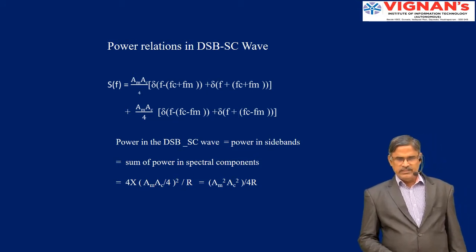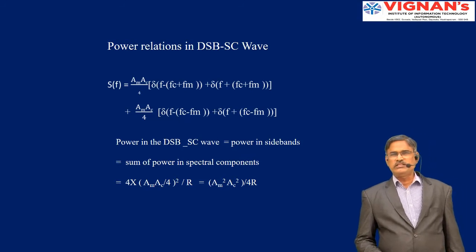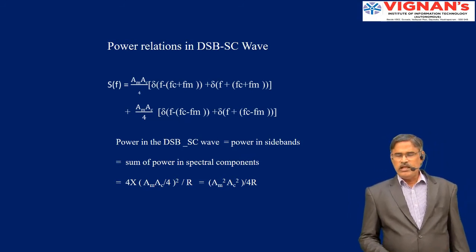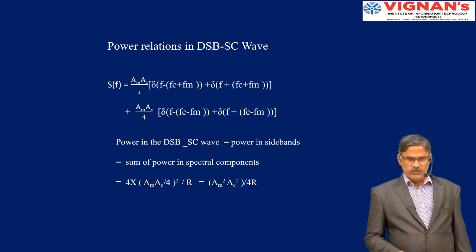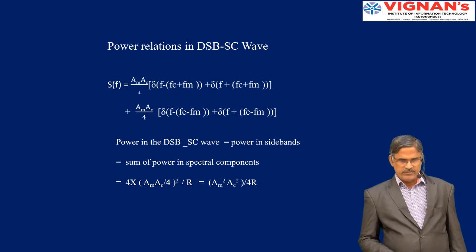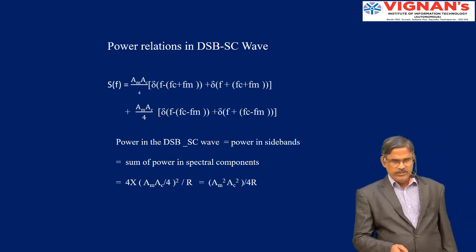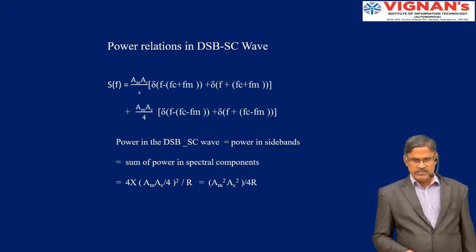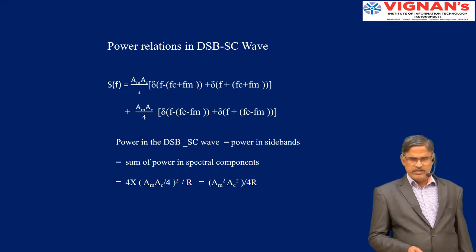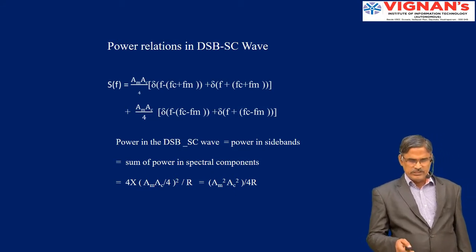Here what you are seeing is through spectrum. The modulated signal is having 4 impulses with amplitude AM AC by 4. So if you take the square of the signal and add, you will get the power. So that's what the spectrum is given. S of f is equal to AM AC by 4 plus upper sideband impulses, AM AC by 4, and lower sideband impulses too. All the impulses are having the same magnitude, AM AC by 4.